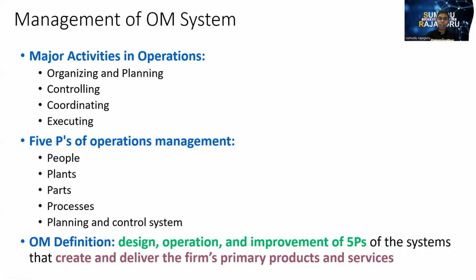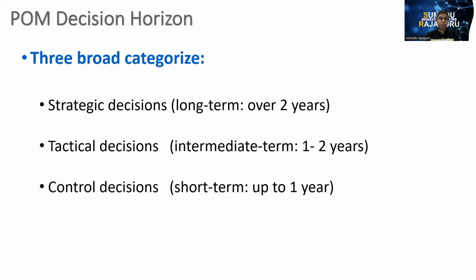So we can define operation management as below. Already we have discussed this in a previous slide. Design, operation and improvement of the 5 P's, of the systems that create and deliver the firm's primary product or service. Okay, that is another definition.